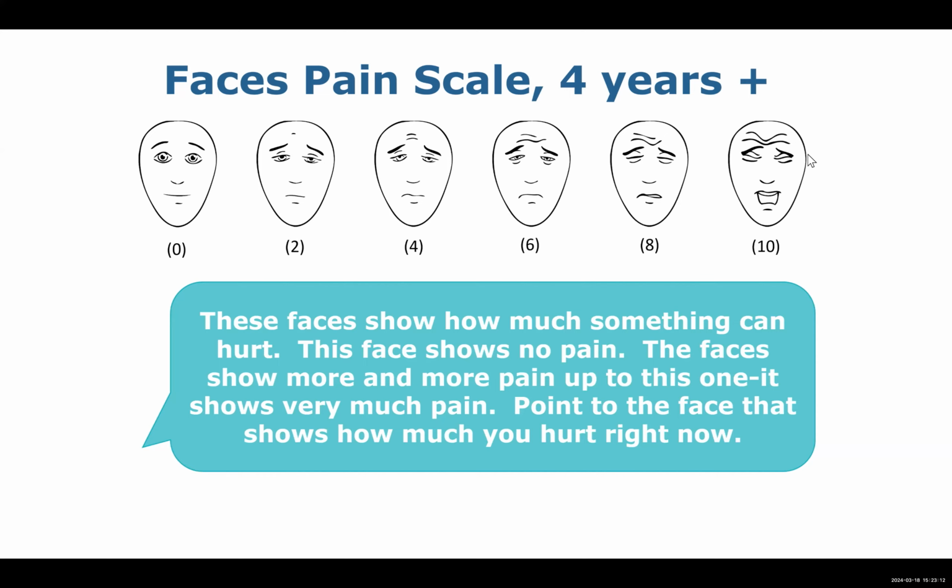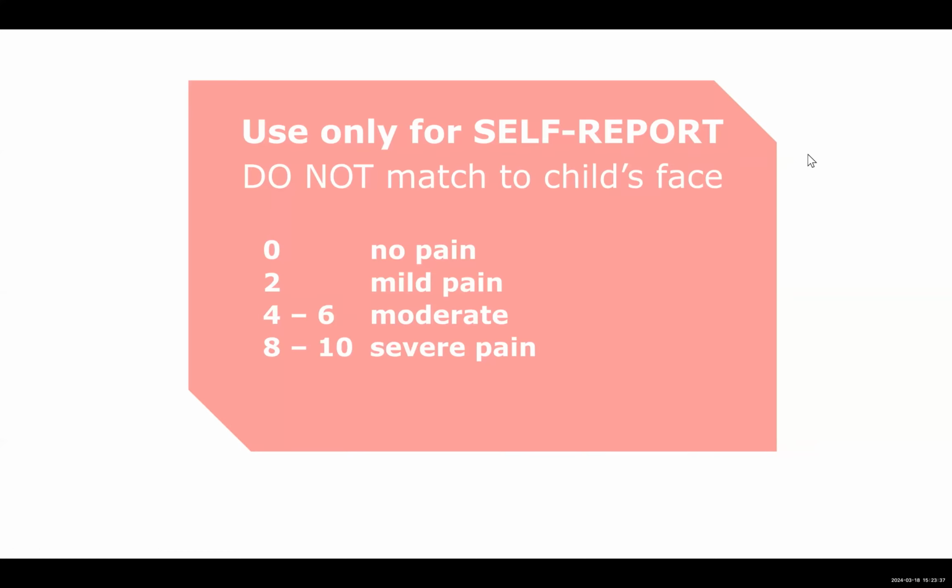We do not put the scale up to a patient's face and then decide how much pain they have. We still need to get them to choose. We still need it to be a self-report of the amount of pain that a patient has. So again, we don't match it to their face. We use it as a self-report. So 0 would be no pain, 2 would be mild, 4 to 6 would be moderate, and then 8 to 10 would be severe.